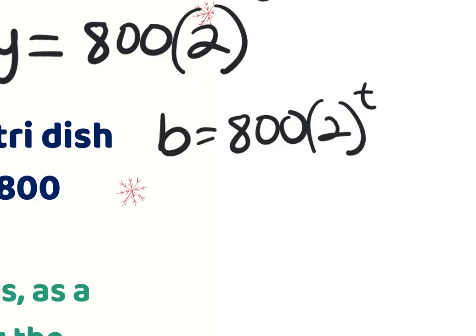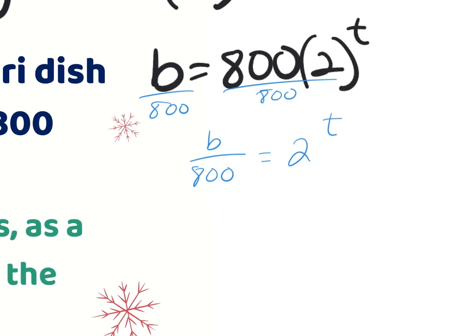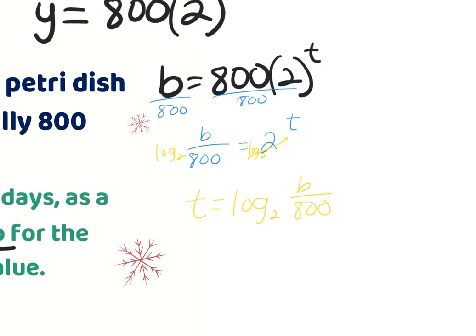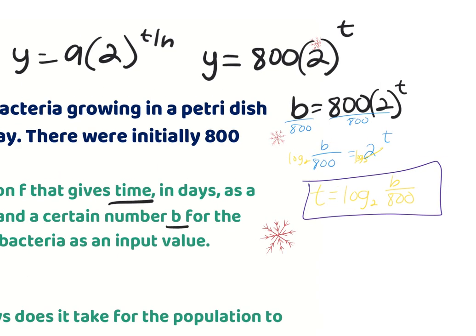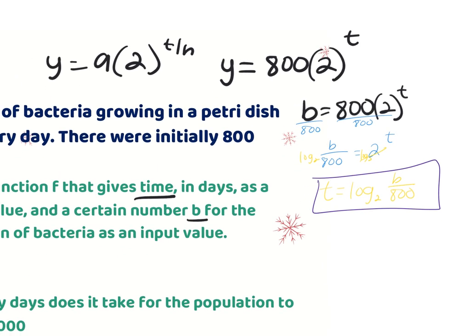So how am I going to get to t? Divide both sides by 800. b over 800 equals 2 to the t. Then what? I could take log base 2, and I get t equals log base 2 of b over 800. So now I've got a function in terms of time, okay?